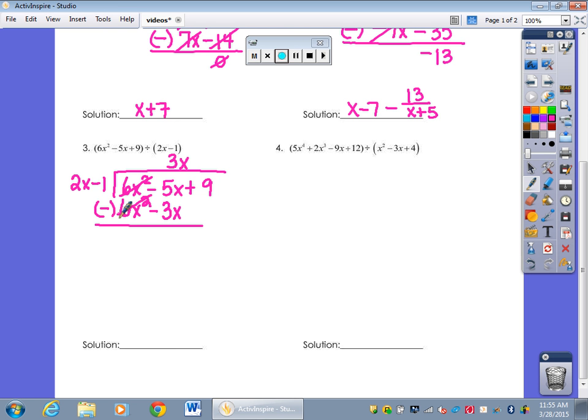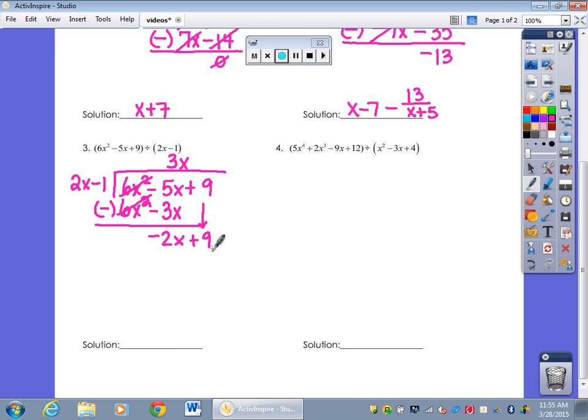And you've got negative 5 minus a negative 3, which actually becomes plus. This minus here and this minus here, so that one and that one become a positive, and so negative 5 plus 3 is negative 2x, and then we bring down the 9.